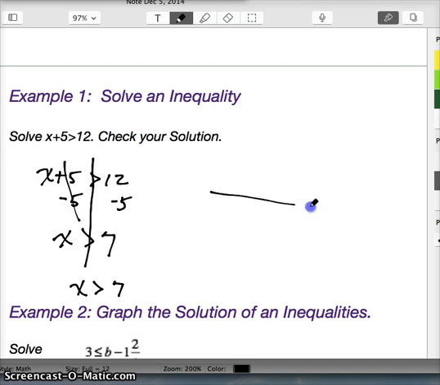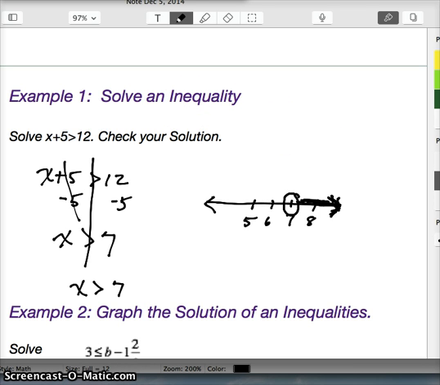When I graph this on a number line, let's make that line a little bit straighter. Let me put a few numbers here: 5, 6, 7, and 8. I know that x is being compared to 7, but it's not equal to 7. So I'm going to put an open circle at 7, and then I'm going to shade in the greater than direction, because x is greater than 7. So these are the two things you have to do when you're asked to solve an inequality.